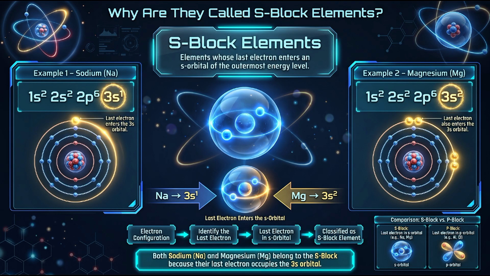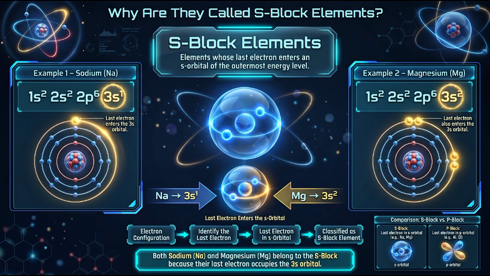The easiest way to identify an s-block element is to write its electronic configuration and look only at the last part. If the configuration ends in s¹ or s², the element belongs to the s block. If it ends in p, d, or f, it belongs to the corresponding block. This simple method allows chemists to classify every element in the periodic table quickly and accurately.